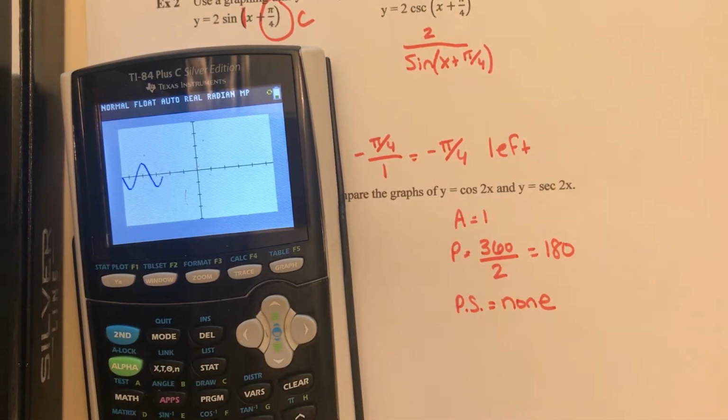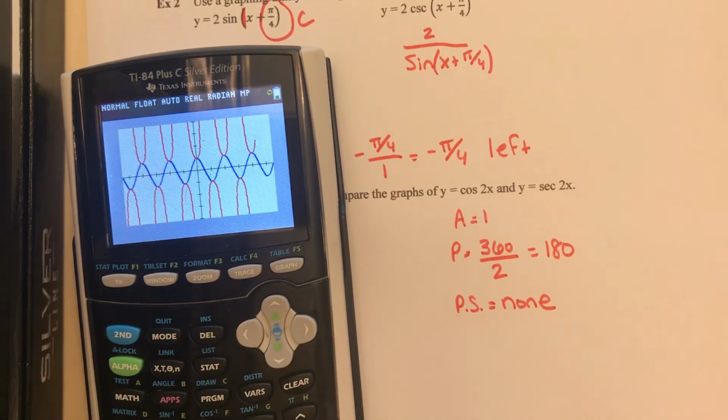So my first graph is cosine. Now these are scrunched in because their period is not 360 anymore, it's 180. So it's a smaller graph. And secant should be the reciprocal of cosine. So they should match up perfectly. Anytime cosine crosses the x-axis, secant's going to have an asymptote there.